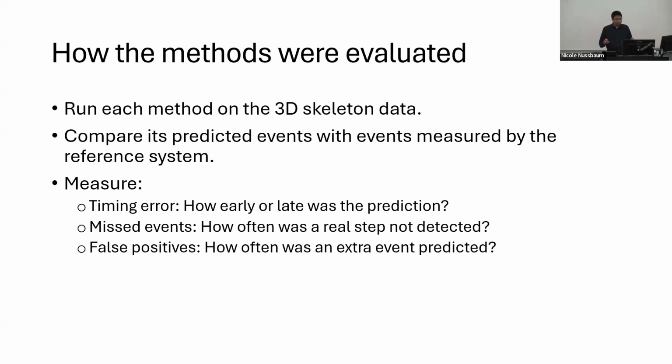Each method was evaluated by running it on the 3D skeleton data, comparing its predicted events with events measured by the reference system, and measuring three statistics: timing error, missed events, and false positives. If a method does well in all those three statistics, it's probably a good method.